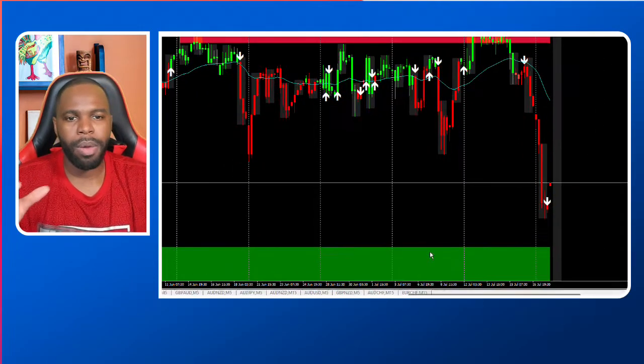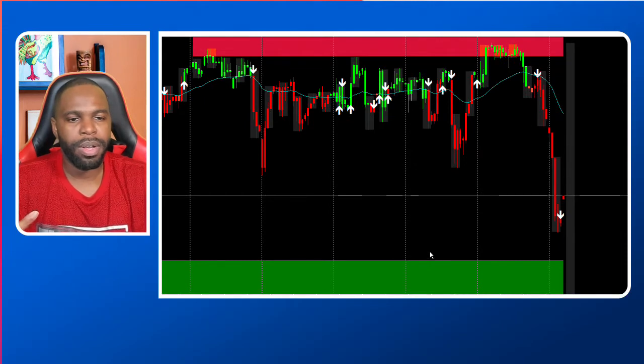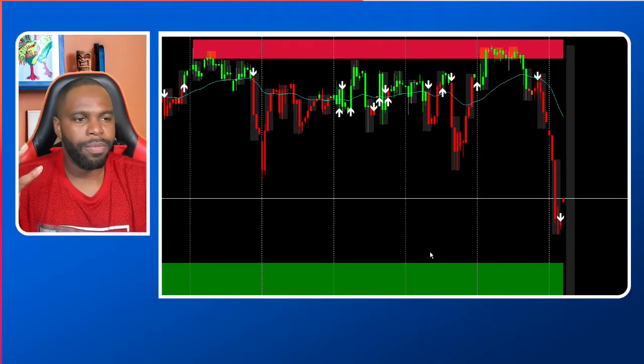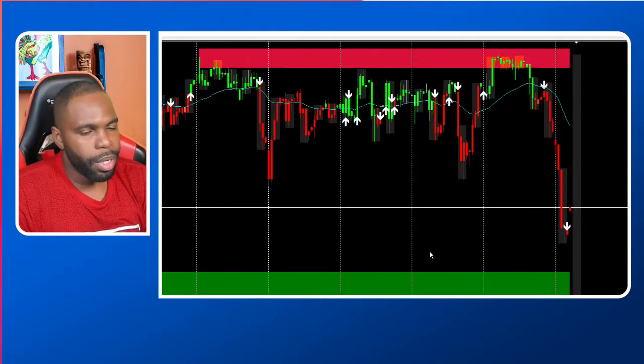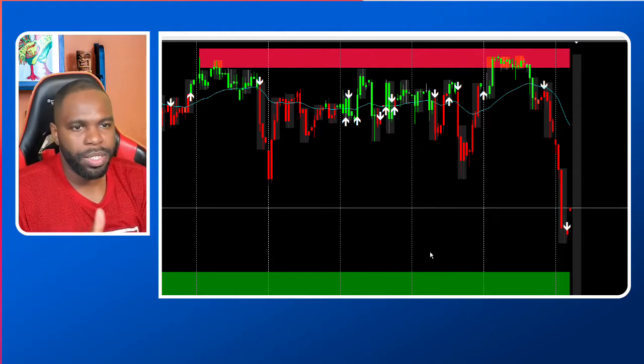And these are basically like training wheels for newbies, because newbies would have to draw these supply and demand zones. So you literally don't have to draw these. You don't have to mark up your chart.